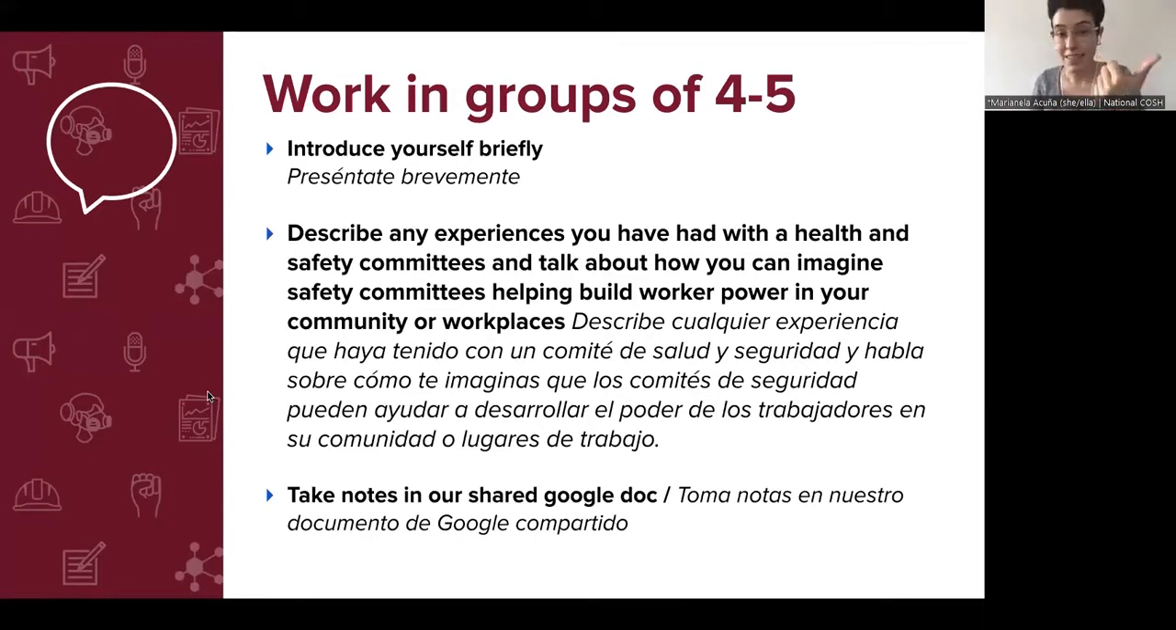So what I want you to do is to introduce yourselves to each other so you get to know each other. And for these health and safety committees, tell me what you have learned from that experience. And if you haven't had an experience with a health and safety committee, then what is it that you would want to do? How would you like to see the leadership and see the membership grow through the health and safety committee? The next thing I ask is that everybody has a chance to share. So please make sure you share the mic.